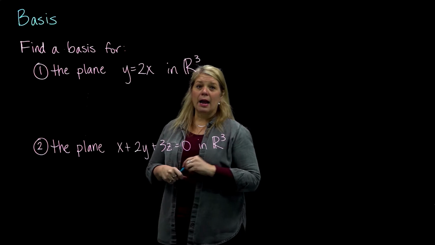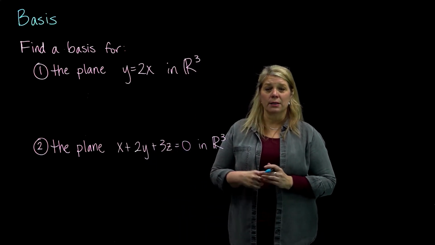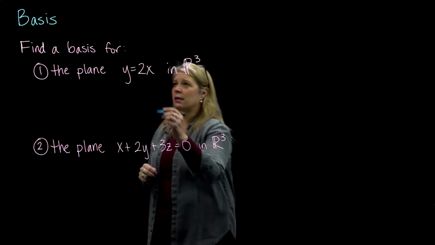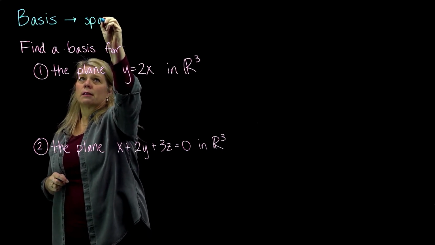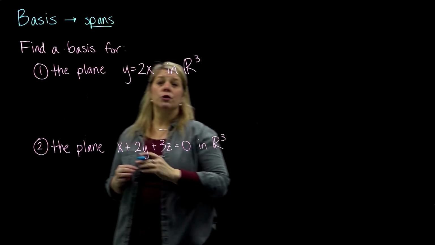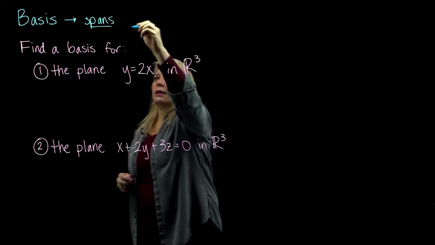So remember that a basis is a set with two important properties. One, it spans the vector space. And two, it is linearly independent.